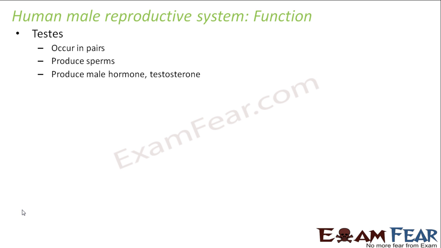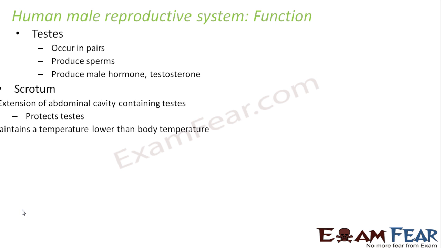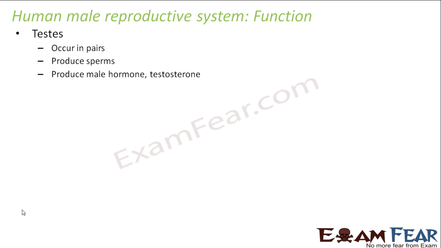Now as I said before also, testes occur in pairs. They produce sperms. What are sperms? Sperms are nothing but the male sex cells or the male germ cells or the male gametes. So sperm is the name for the male sex cells. So testes produce sperms. It also produces the male hormone called testosterone.